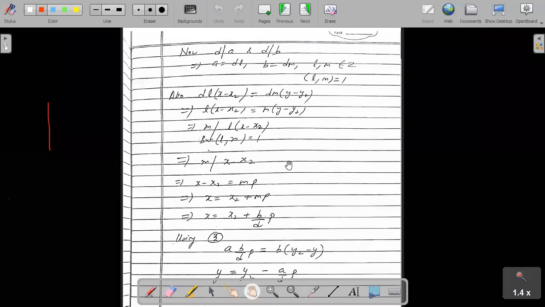Again, what was d? d was the GCD of a and b. So again, d will divide a and d will divide b, right? This we have already seen a number of times. So if I write a, a is d into some number l, and b is again d into some number m, where GCD of l and m is 1.